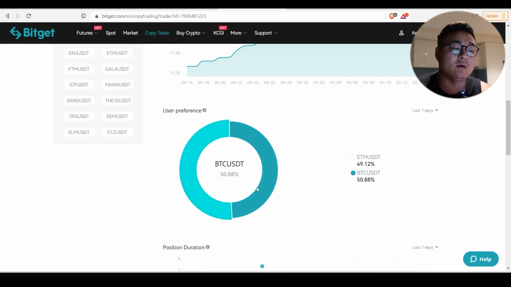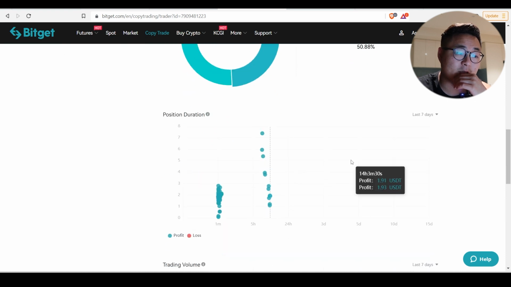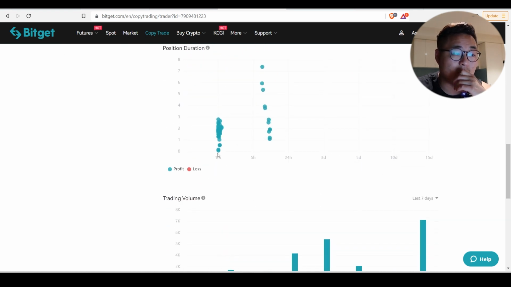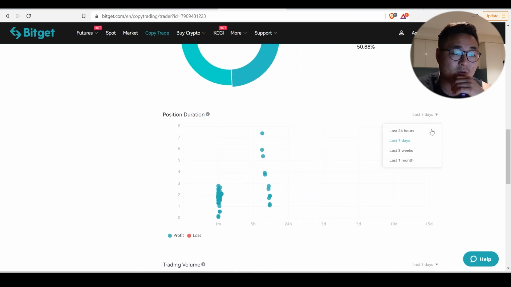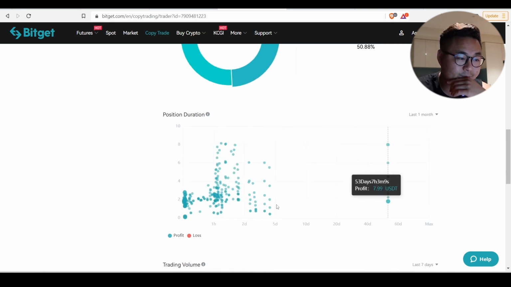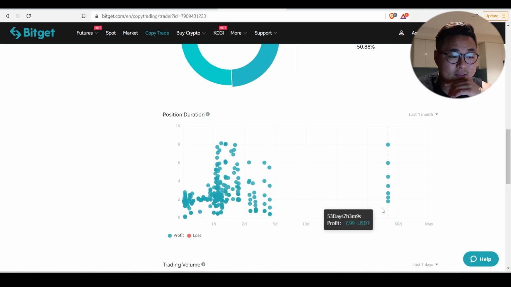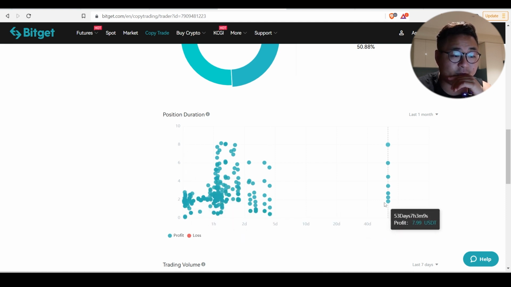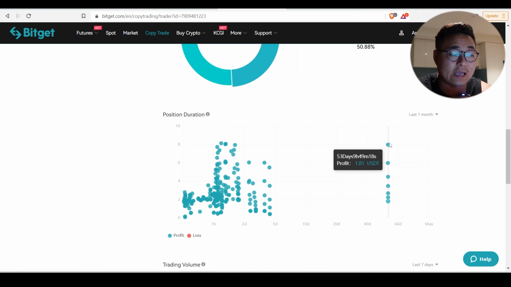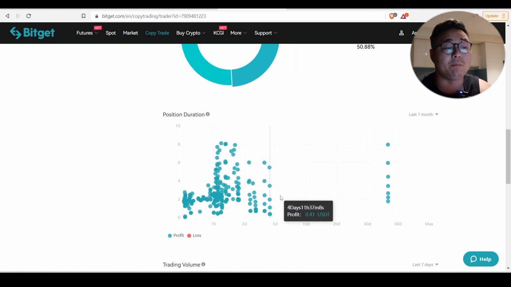This thing doesn't really matter. About 50-50 is their split on Ethereum and USDT and Bitcoin investment. And the position duration in the last 7 days is anywhere between 1 minute to about 14 hours. For the last 1 month, okay, he's doing anywhere between 4 minutes all the way to about 53 days. I wonder if he did that just to stay afloat. Okay, and these are all profitable positions.